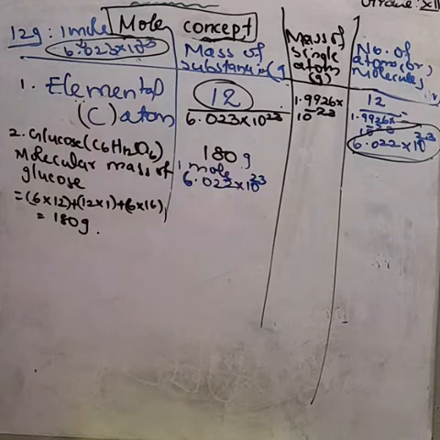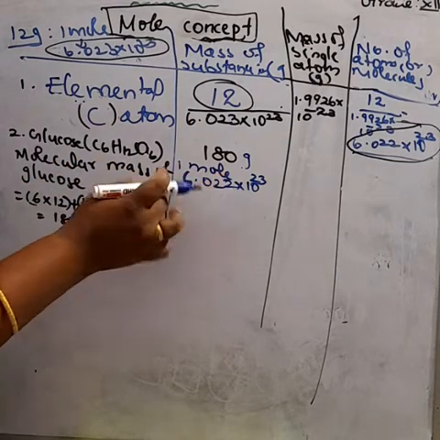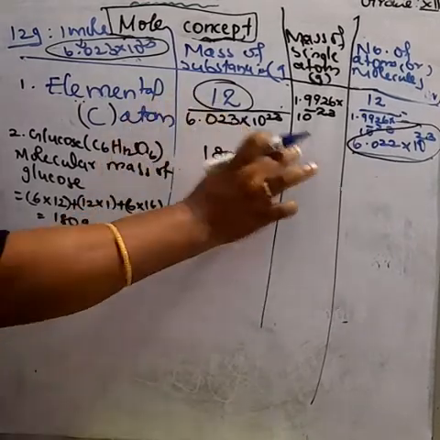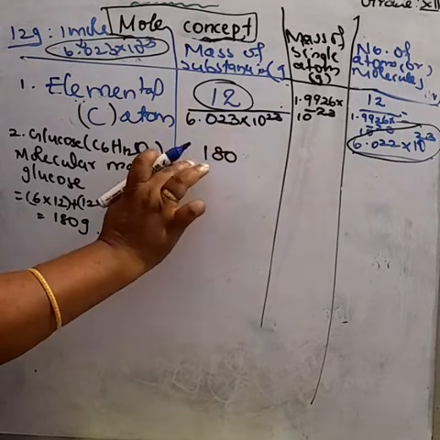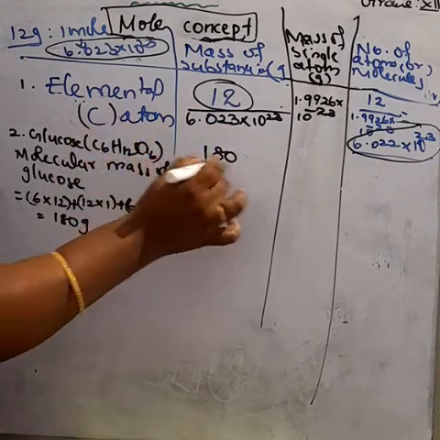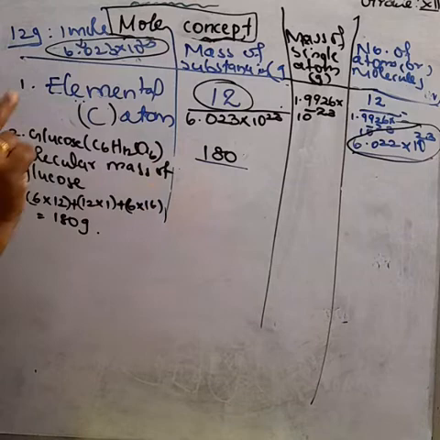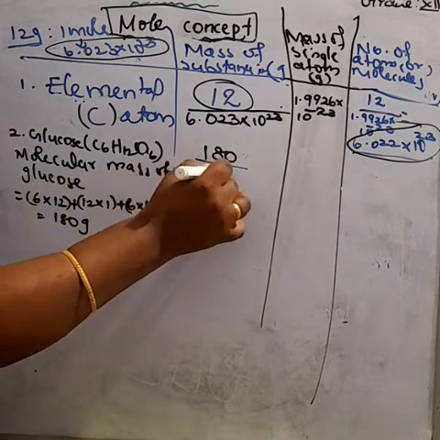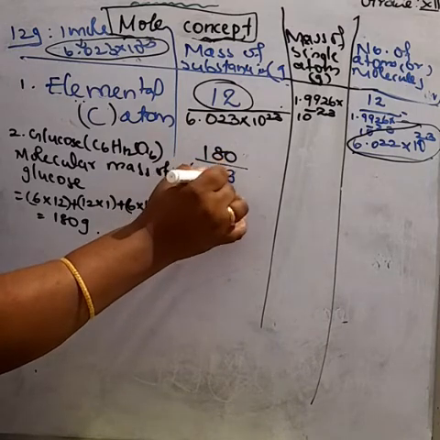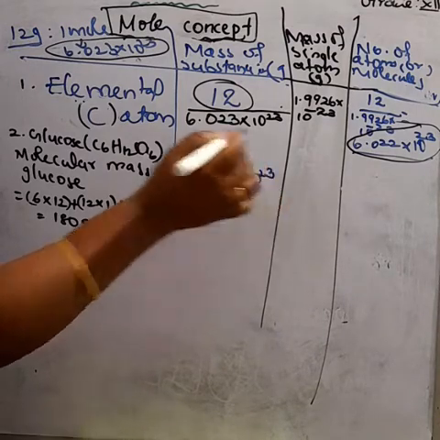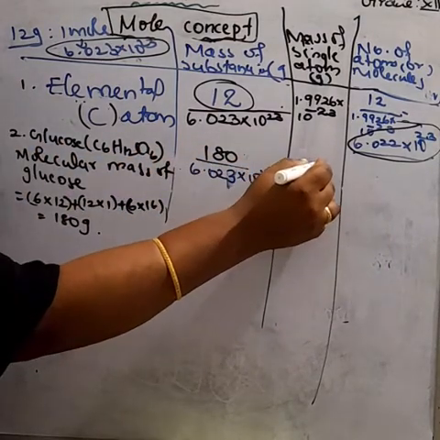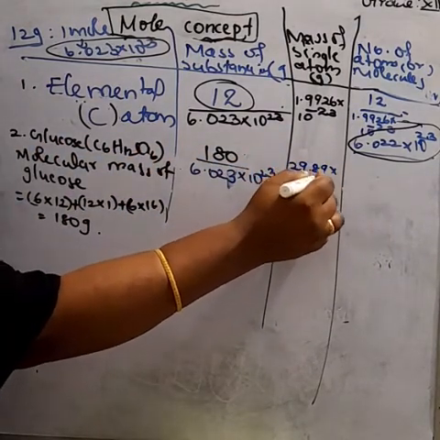So how do we get this 6.022? First of all, we should know the mass of a single molecule. From the 180 gram, we should get the mass of the single molecule. How do we get it? 180 divided by 6.023 into 10 power 23. So what is the value? We get 29.89 into 10 power minus 23.